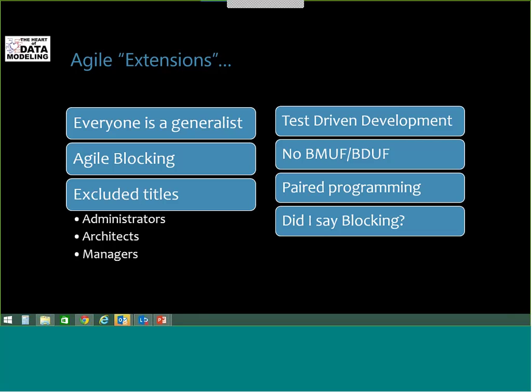There's a misperception that we don't do paired modeling. I think we do, but we do it on whiteboards. So we don't sit two people together typing in definitions and adding attributes. I think our paired modeling happens more in all those times you sit down with someone and try to figure out how to solve a particular data story. I do that all the time. And then there's blocking.